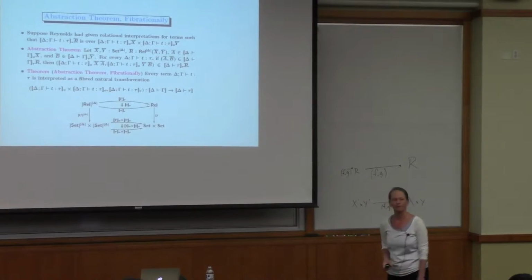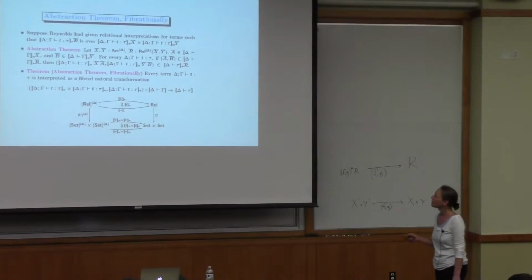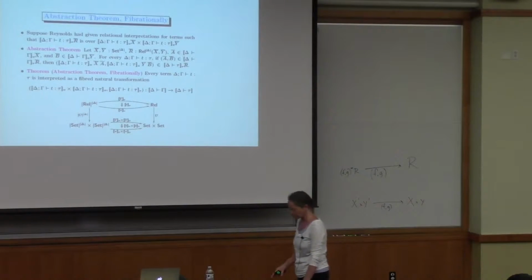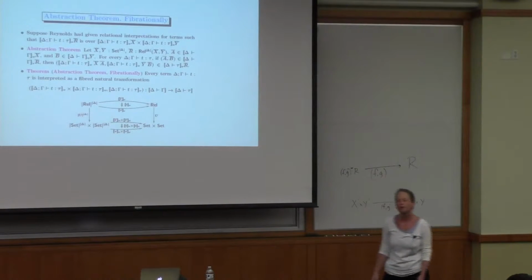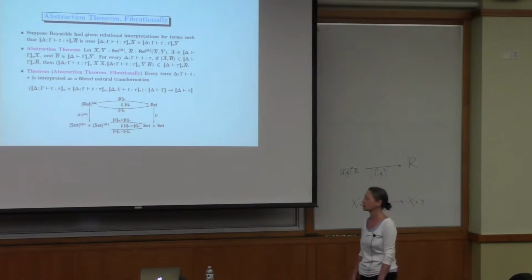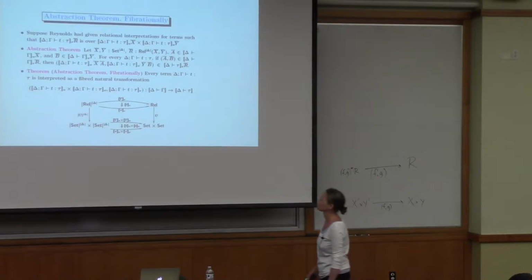Well, I can see that vibrationally too. So here's the picture. I start off with exactly the same typing judgment, and it split across lines here, so sorry about that. And the way that we state the abstraction theorem vibrationally is we say, well, if you look at the interpretation of a type, it's just a fibered natural transformation. So we talked about those right at the end last time.